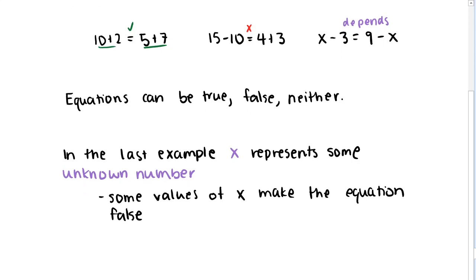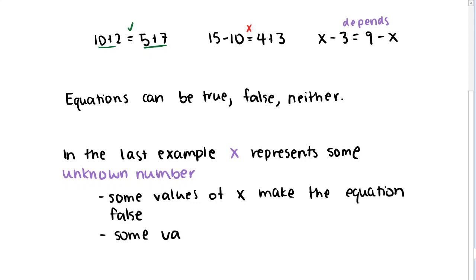For example, if I plugged in x equal to 8, I'd have 8 minus 3 on the left, which gives me 5, and on the right I have 9 minus x, in this case 9 minus 8, which is 1. And 5 is not the same as 1. In this case, that equation would not be true.